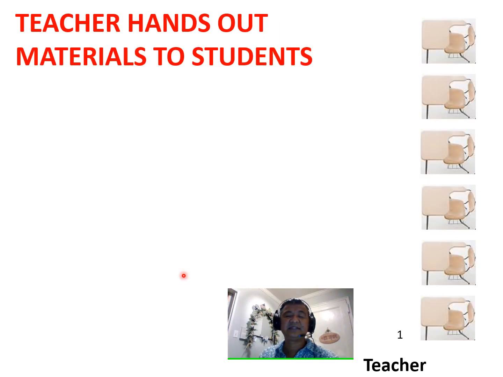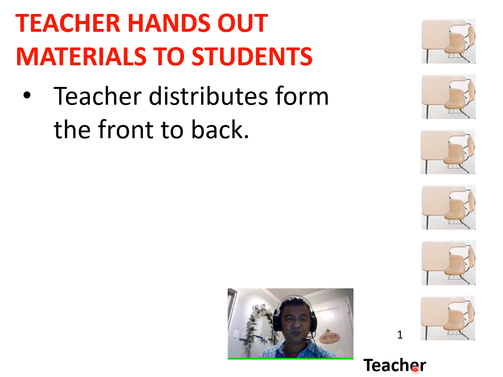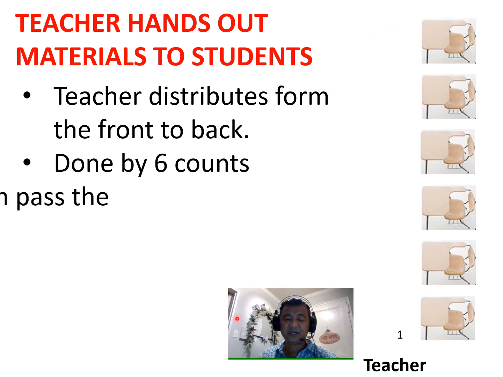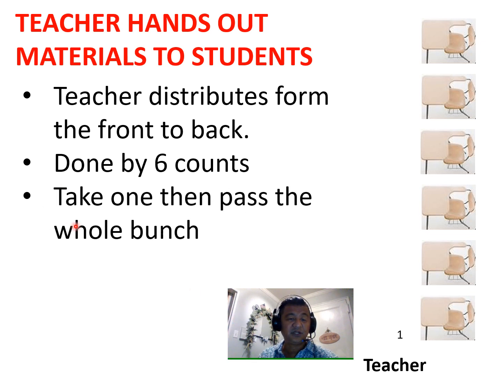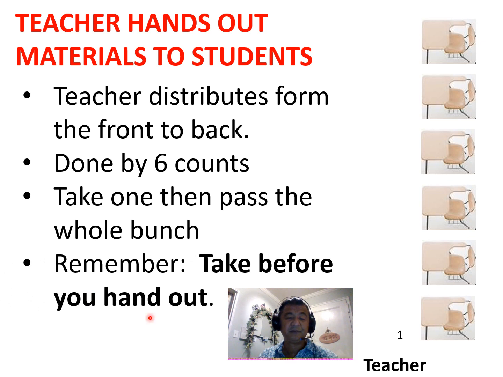Now, how do we hand out materials to students? Okay, suppose I'm here, I'm the teacher handing out materials to you. Okay, I distribute them from the front. I'm here in front, and I will send it to you, going that way to the back. Done by 6 counts. This is take 1, and then you pass the whole bunch of papers. Okay, remember, take before you give to the next person.